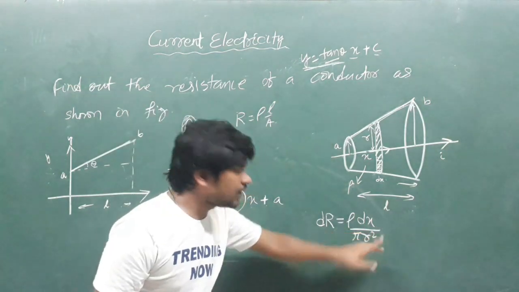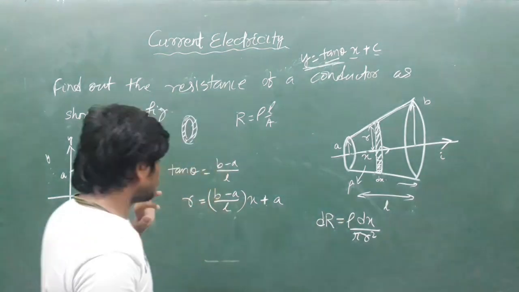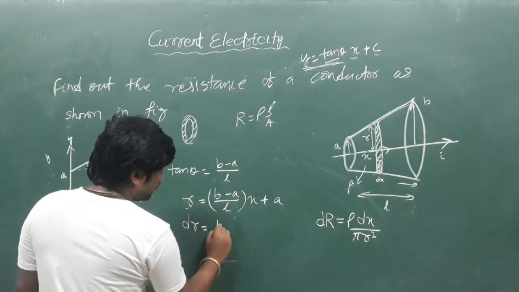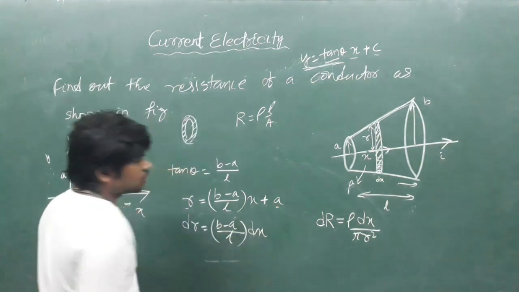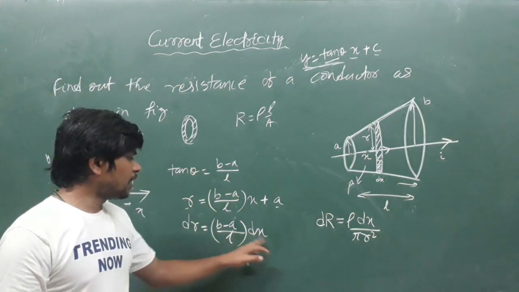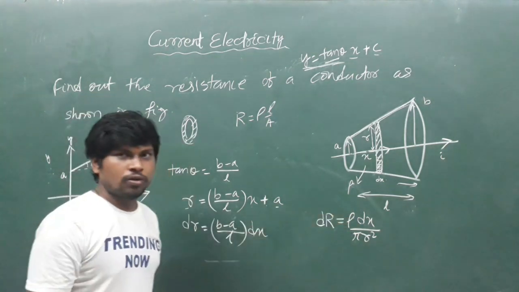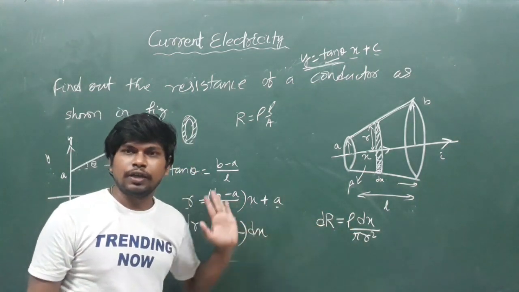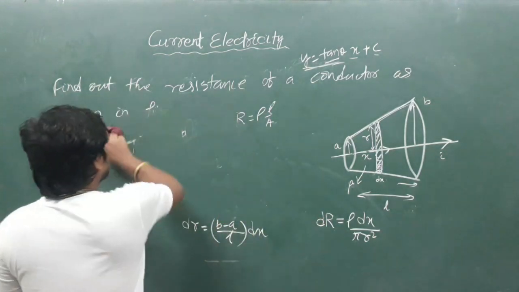Now what will we do? Put the value of dx here. See, here is r and here is dx; both variables are different. So what we will do is just take the derivative of this one. If we find the derivative, dr will be b minus a by l into dx, because a is a constant and the derivative of a constant is zero. So dr equals b minus a divided by l into dx. So find out the value of dx from this equation and put it here and take the integration. You will find the total resistance. So I am erasing this one, this was dr.